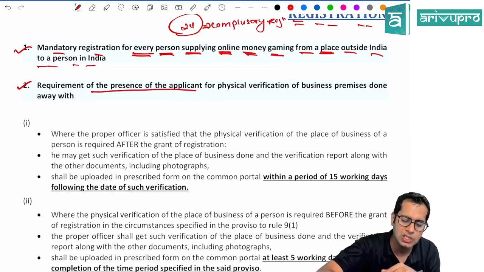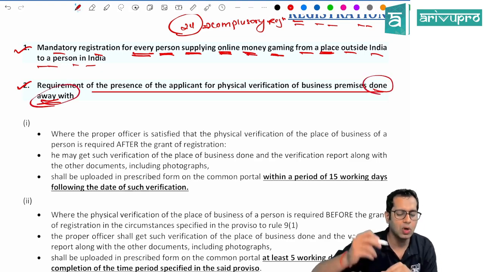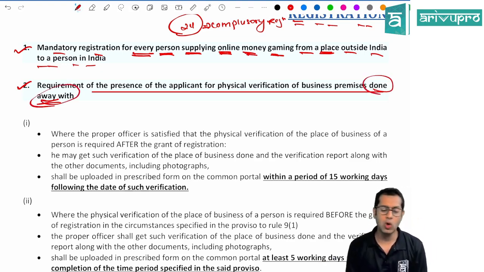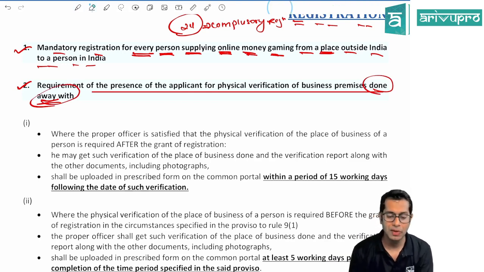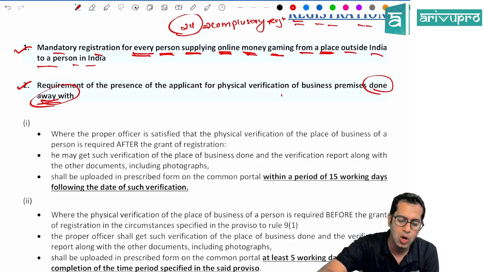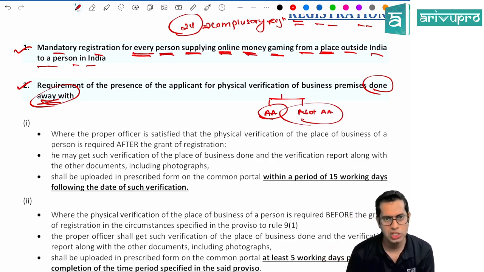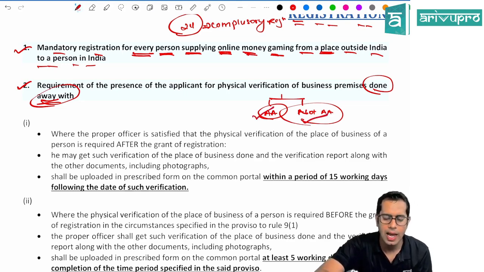Requirement of presence of applicant for physical verification is done away with. Beautiful point. What do you mean by this, sir? Normally before, under GST law, if I had to take registration, there are two options. I do Aadhaar authentication or I don't do Aadhaar authentication. Aadhaar authentication is a procedure we have to follow now also.